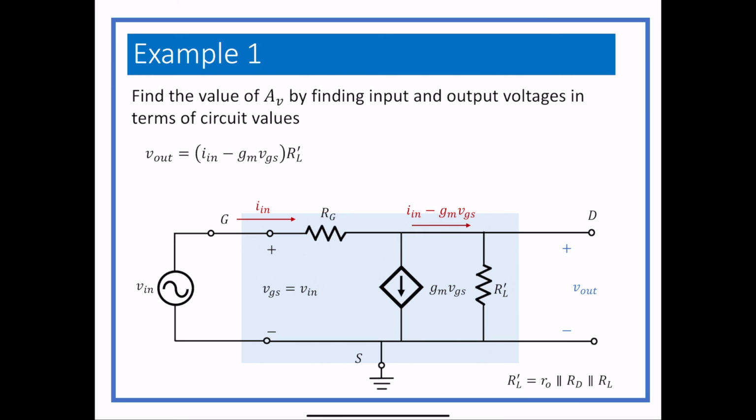So V out, like I said, is IN minus GM VGS. That's the current through RL prime times RL prime.